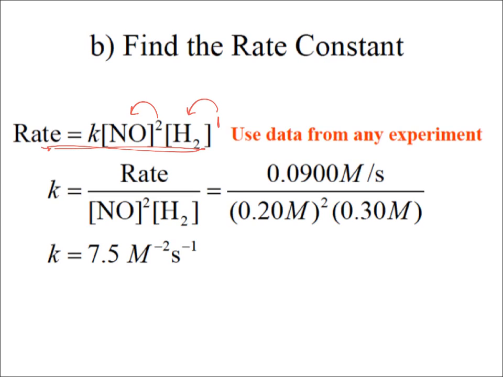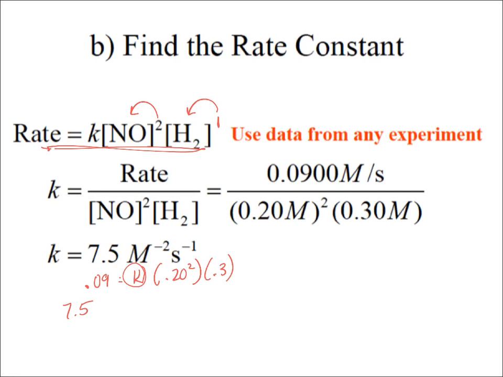The next part of the question was you had to calculate the value of the rate constant. The way this is set up was already rearranged, so it was just taking experimental data and substituting it in. The rate they used was 0.09 equals K times the concentration of NO squared times the concentration of hydrogen raised to the first power. When you solve for K in this case, it ends up being 7.5.